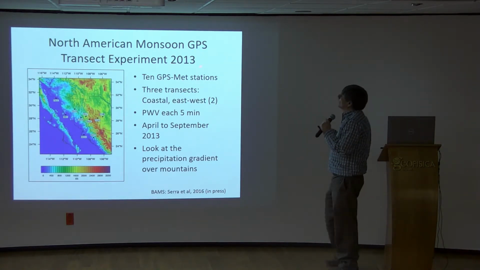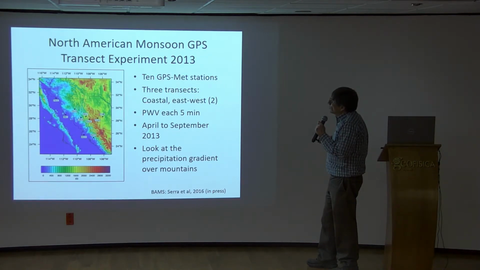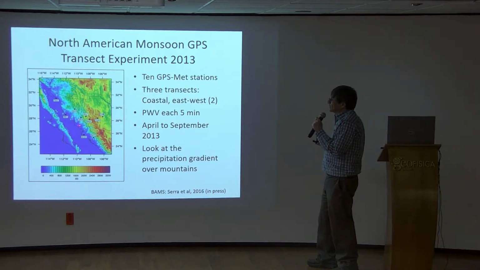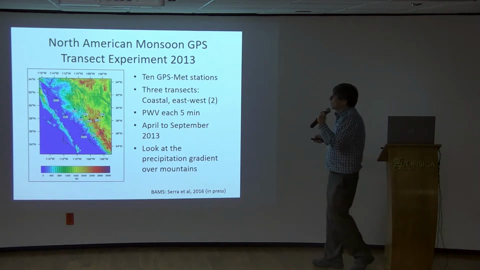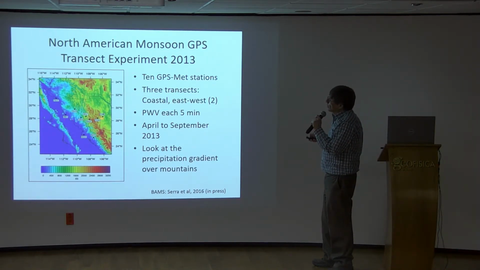This is the North American monsoon GPS in 2013. And what we wanted to do at that time was to say something about the transect across the Sierra Madre Occidental, the SMO. So we put several sensors.